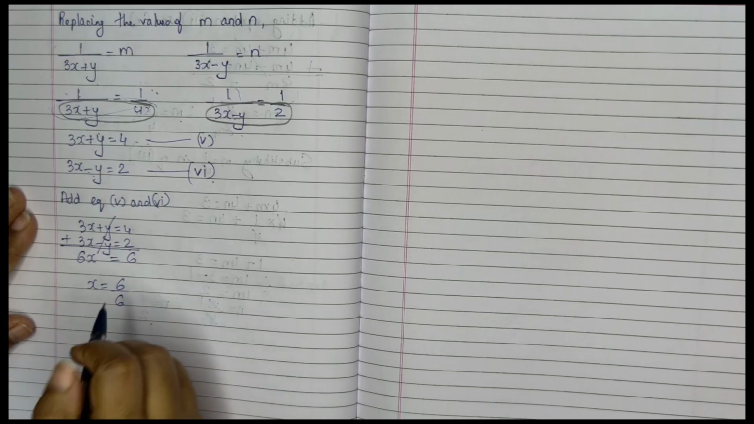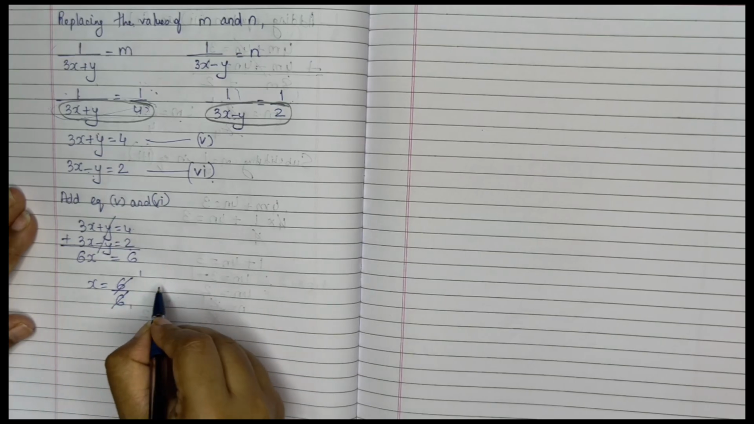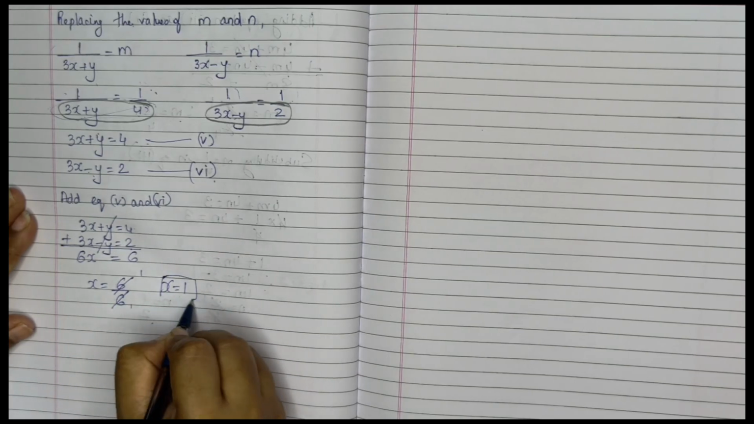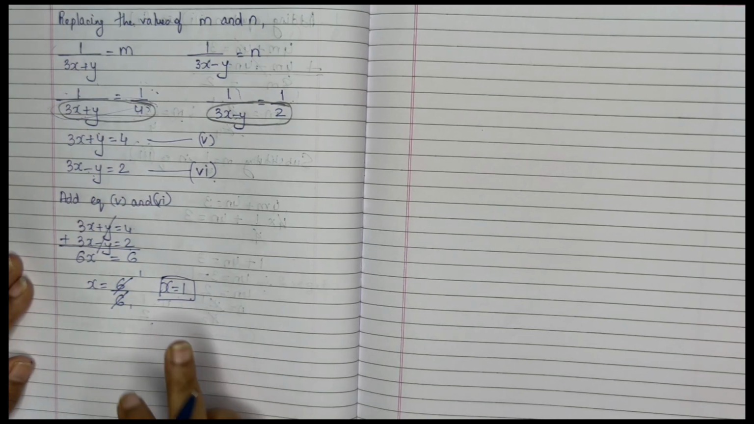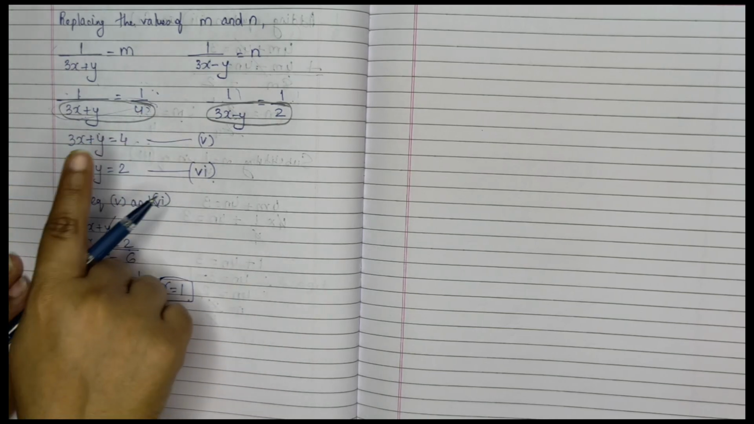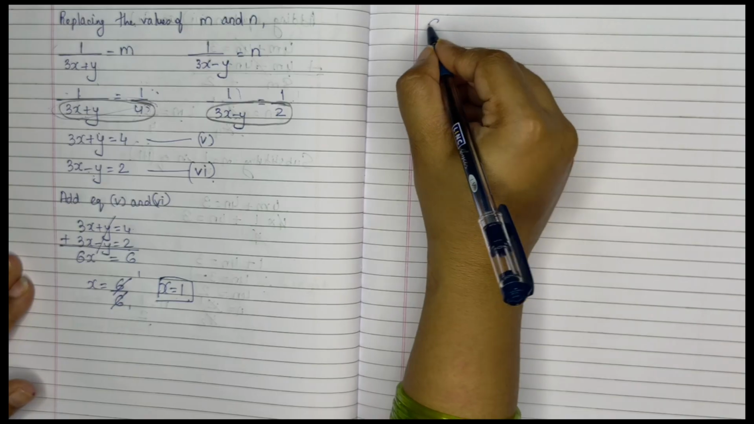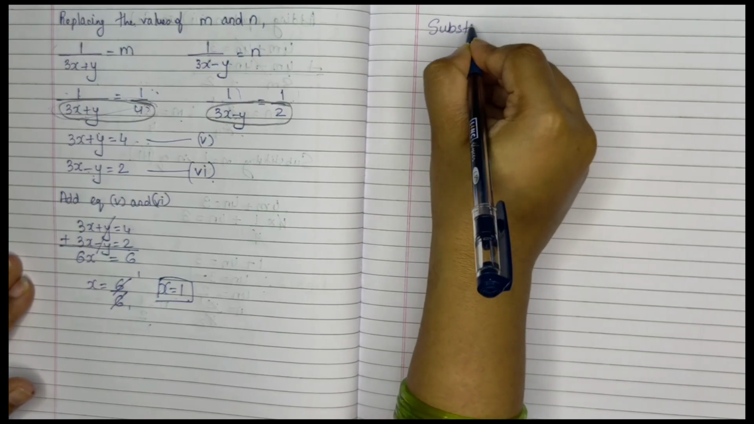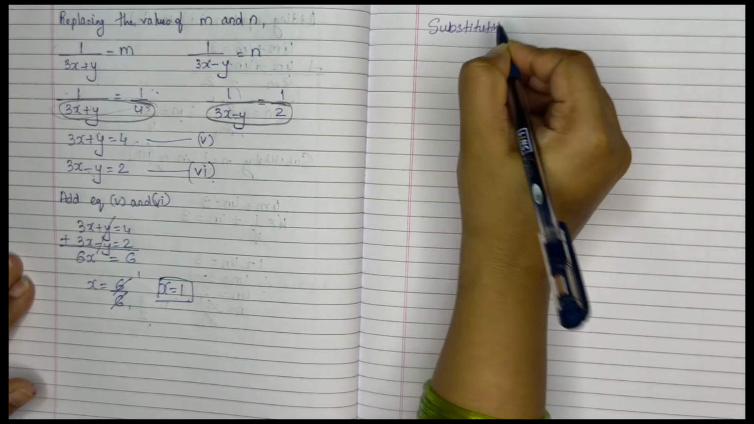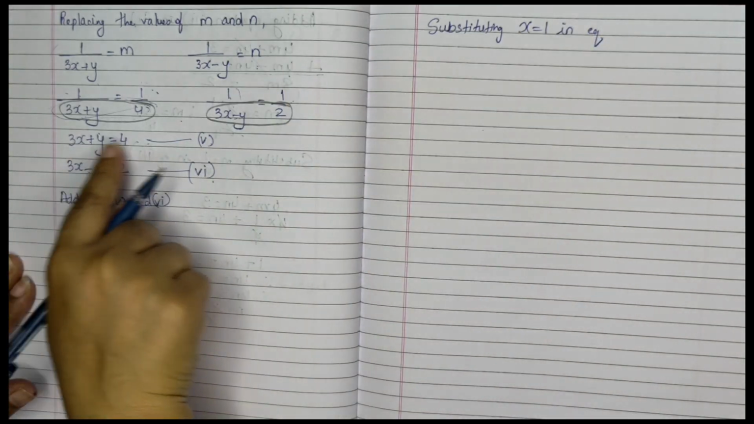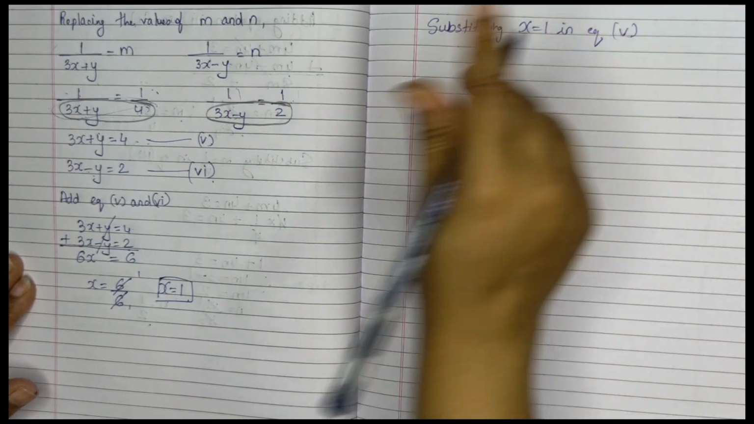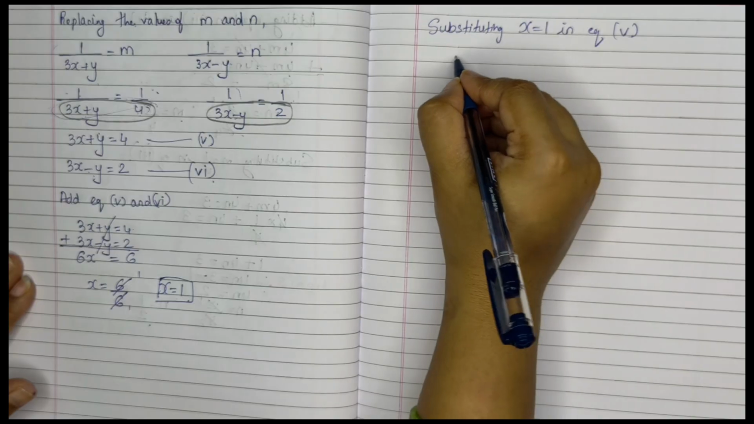This 6 will come over here. 6 ones are 6, 6 ones are 6. So x is equal to 1. Okay. Now we got the value of x. Now we will find out the value of y by taking any one of these equations. So substituting x is equal to 1 in equation 5. So write down the fifth equation.